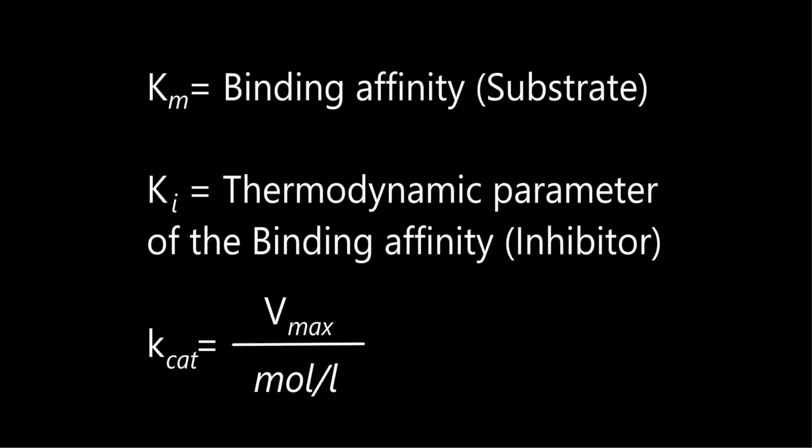Let me explain. First off though, we need these descriptions of abbreviations. The Km describes the binding affinity of a substrate. A substrate is the material an enzyme creates its product with. Ki is the thermodynamic parameter and the binding affinity of the inhibitor. The inhibitor is what slows down the cell or even stops it from working at all. And the Kcat is a variable depending upon the max velocity and the concentration of the featuring substrate and enzyme.